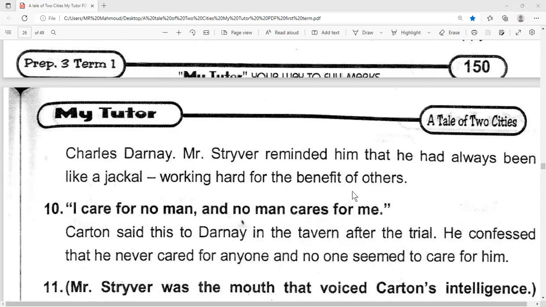And there was a question in one of the exams: who stands for the jackal and who stands for the lion? Of course, Sydney Carton stands for the jackal that helped others but couldn't help himself. And Stryver stands for the lion because he always gains the fruit, he always reaps the rewards.